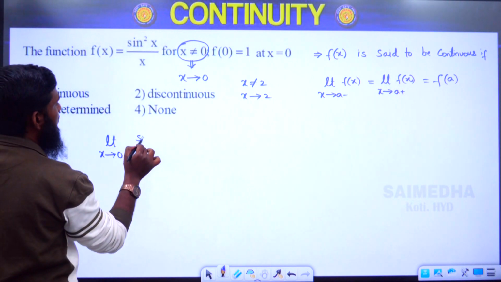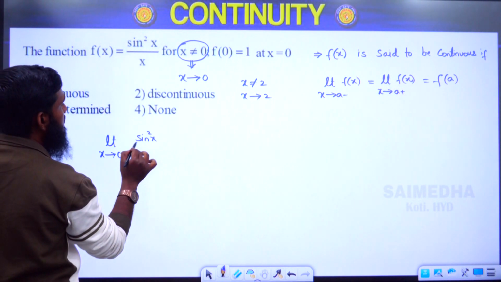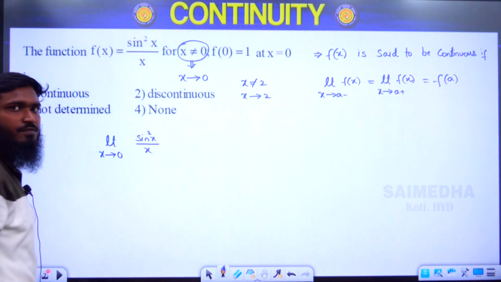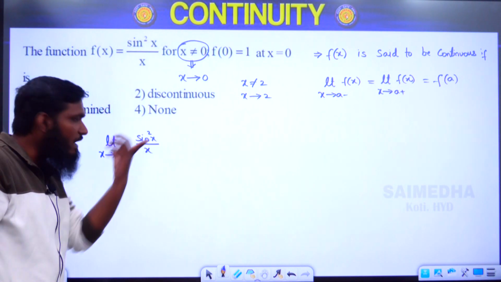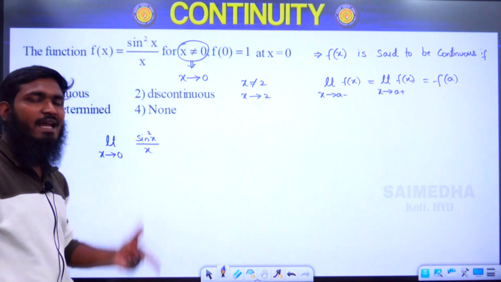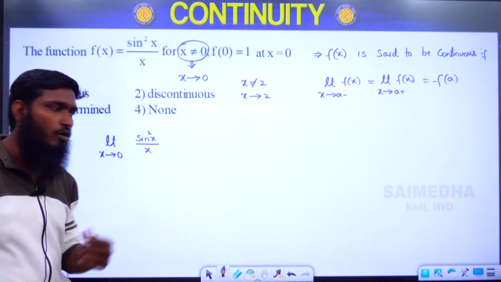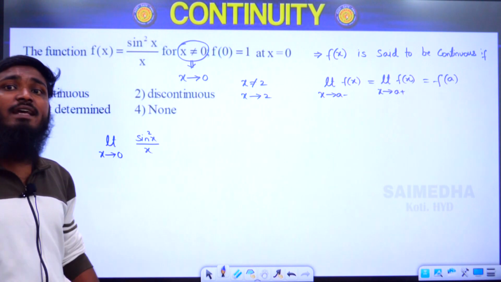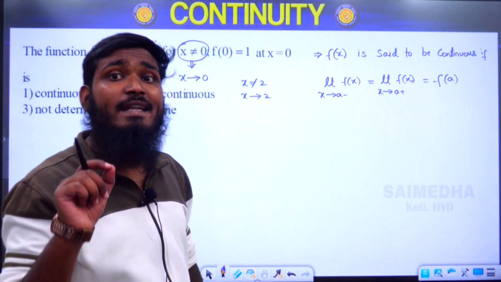Now, sine square x divided by x, like this we are having. Now if you substitute the x value as 0 over here, what will happen? Sine 0 is equal to 0, so we get 0 by 0, an indeterminate form.